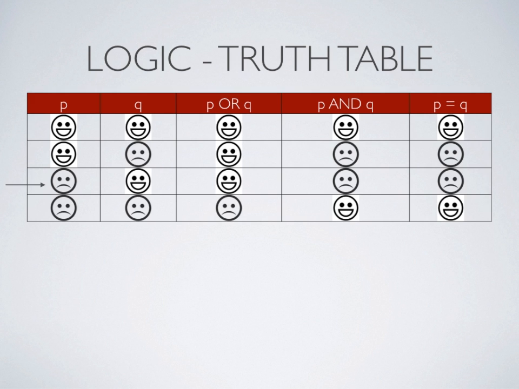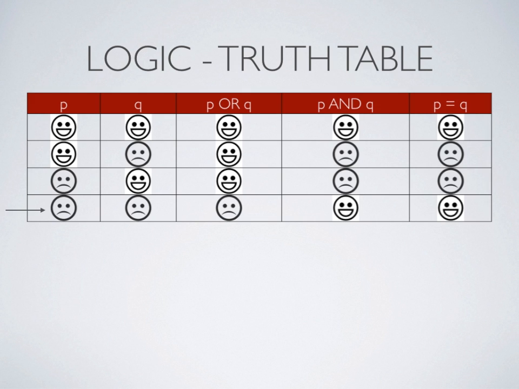In our third row, P is now sad, where Q is happy. So our OR argument is going to return happy because at least one of our conditions is happy. With our AND argument, similar to the last case, because both are not happy, we're going to be sad. And then P does not equal Q again, since sad does not equal happy, so we're going to be sad.